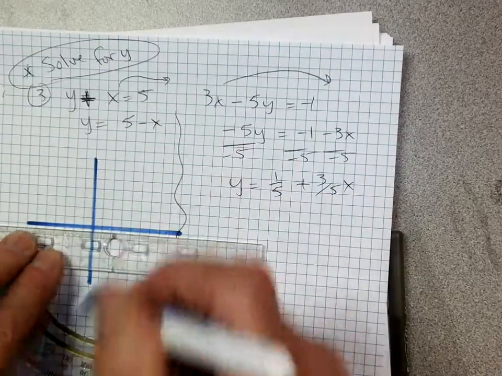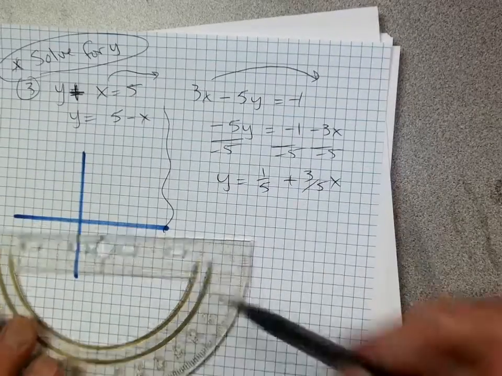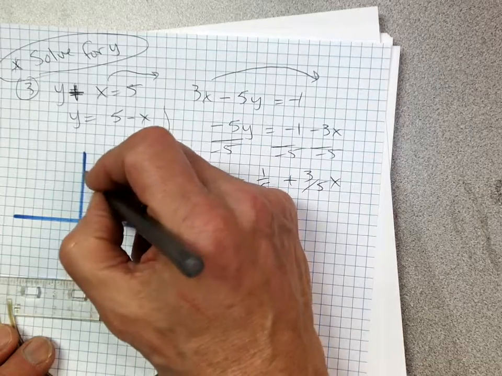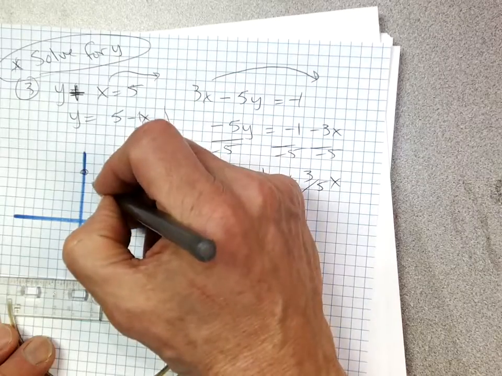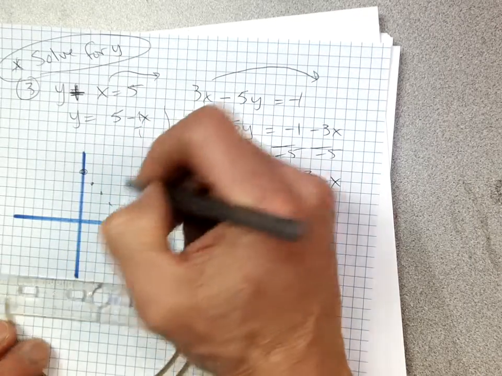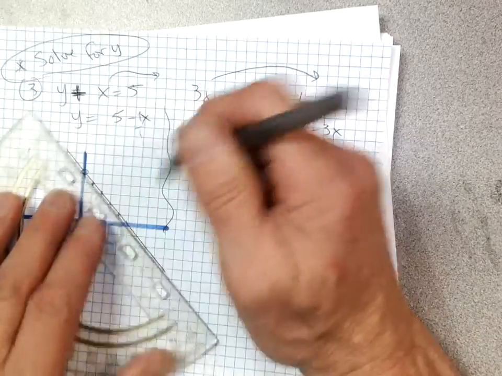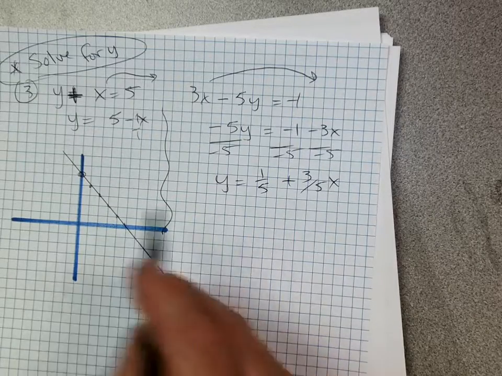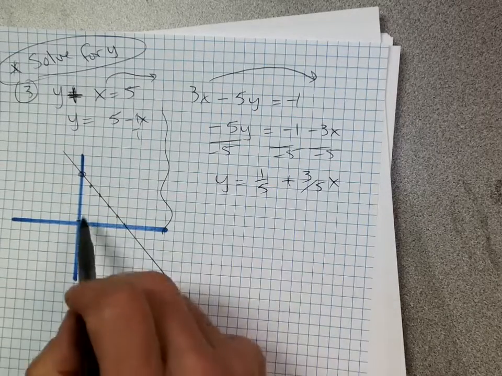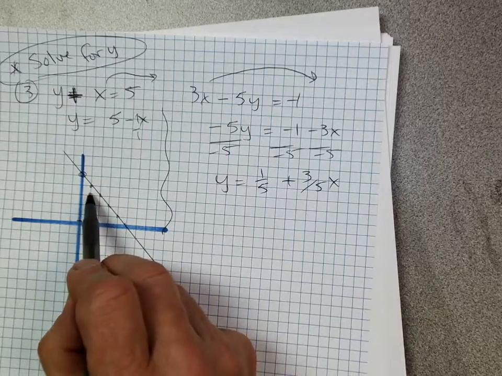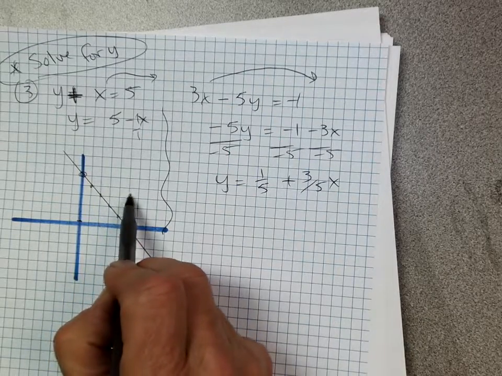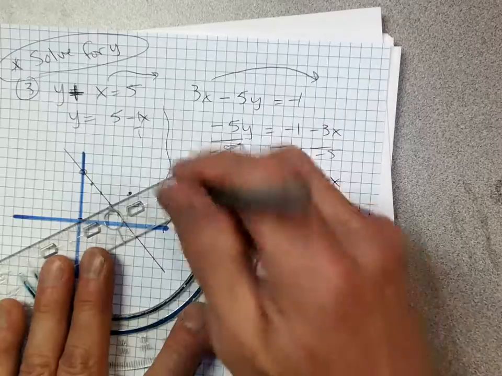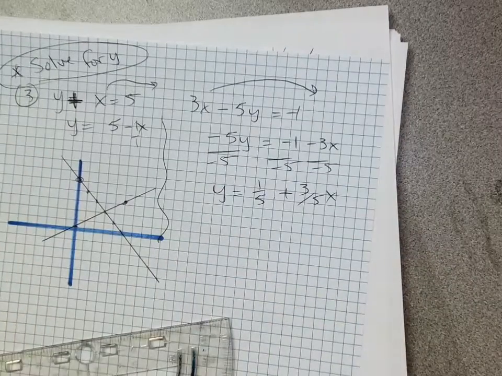So, I'm going to start at 5. 1, 2, 3, 4, 5. I'm going to go down 1 over 1, down 1 over 1, down 1 over 1. Okay, there's my first line. Second line, I started at 1/5, which is about there. I just have to estimate it. I'm going to go up 3, 1, 2, 3, and over 1, 2, 3, 4, 5. Connect it. Sure looks like it goes through this point right here.